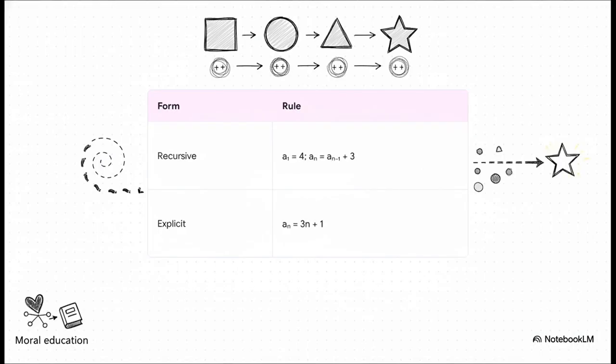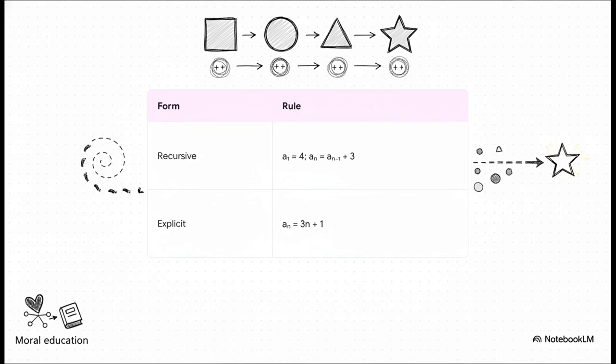Take a look at the sequence on the screen. 4, 7, 10, 13. We are very clearly adding 3 every single time. Look at the recursive rule in that middle column. It gives us our starting point, a_1 equals 4. Then it gives us that turn-by-turn rule, a_n equals the previous term plus 3. It's building the sequence one step at a time.